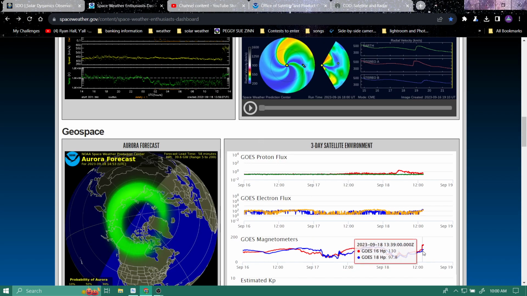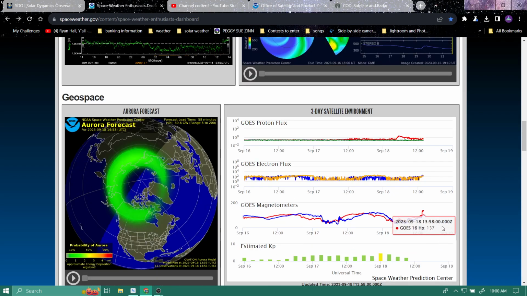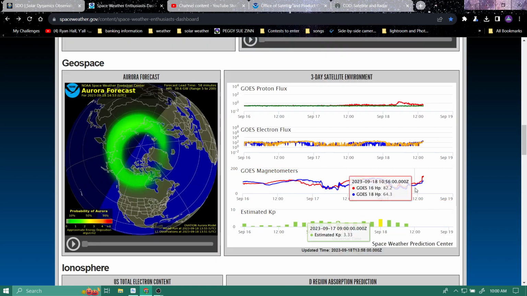Yep, here's our magnetometers. Our magnetometers are up. So if you go down here and look at, here's another thing you can look at, your newbies, is looking at your magnetometers. If these are rising and going up, then you know you're getting a sudden onset, that there is something out there right now when these things take a big jump up like this. KPs don't update quickly. If you're waiting for that KP, you're going to miss it.